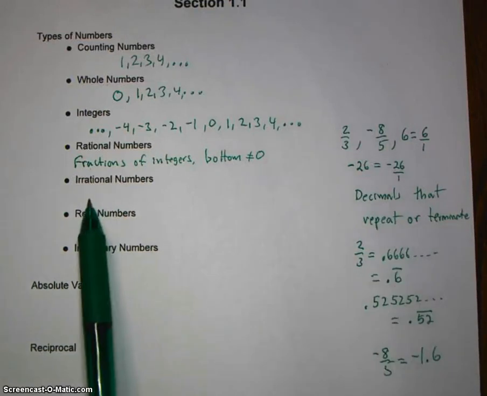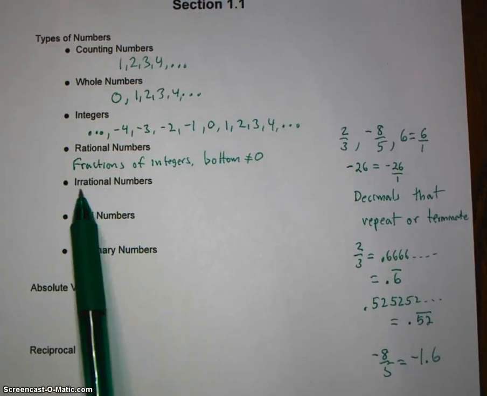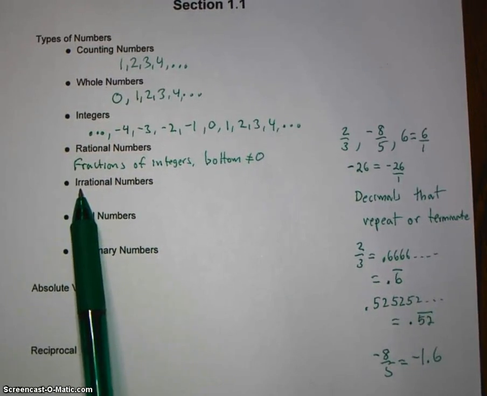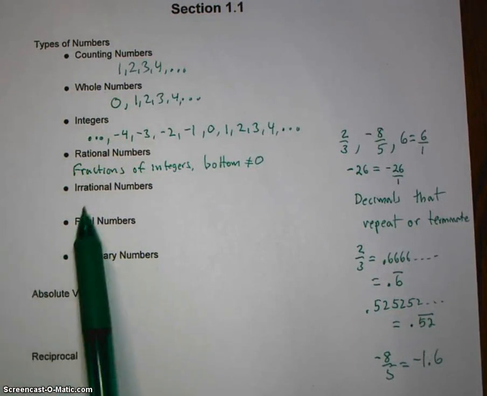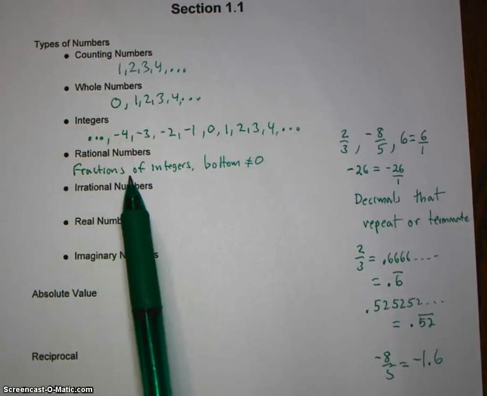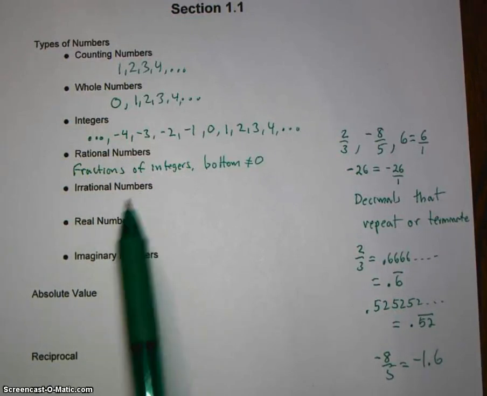All right, that makes the next one easier to describe. Irrational numbers, these are numbers that are not rational. All right, so a little hard to describe in terms of fractions. An irrational number is a number that cannot be written as a fraction of integers. Okay, well, it's a true statement. Kind of hard to tell you what they really are, though.